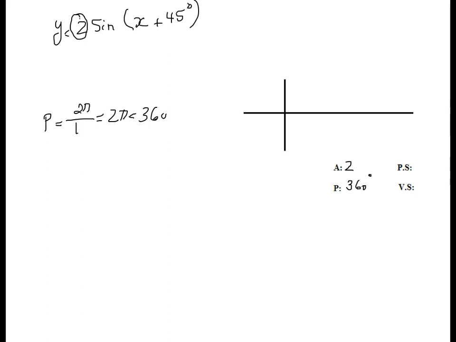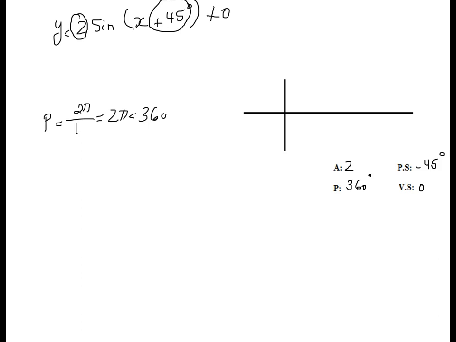Now, looking at this one, what is the phase shift here? What is the phase shift? Negative 45. Excellent. Because the formula is minus c. You just take this number here, and then you flip the sign. So it's going to be negative 45. So the phase shift is negative 45 degrees. Now, what is the vertical shift? 0, because there is no number added or subtracted from y, which is 0. So the vertical shift is 0.